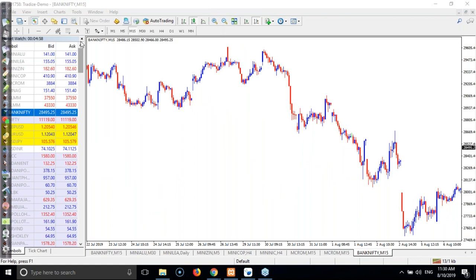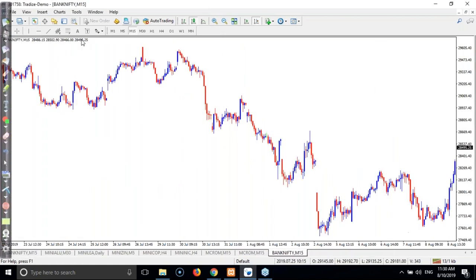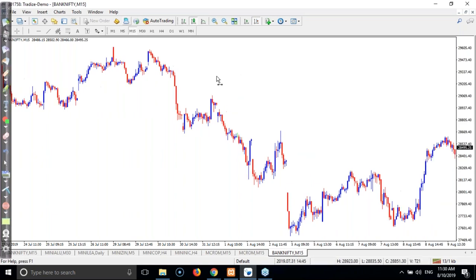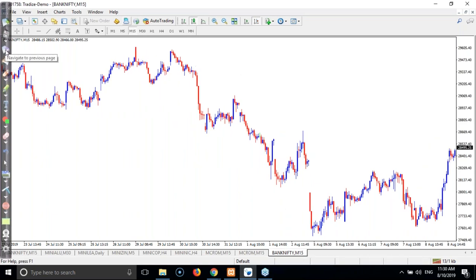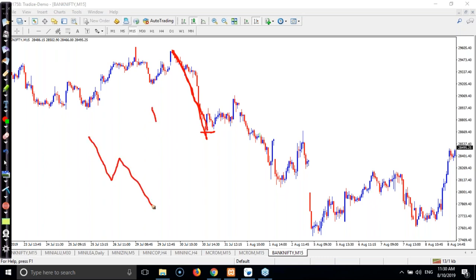First, Bank Nifty. This is Bank Nifty. Now we don't know anything, right? Here you can see we don't know anything. Prices are running here. We know that this is one large wave, so this is called an impulsive wave. An impulsive wave is always longer than a corrective wave. Now you can see the corrective wave. If you want to use the Fibonacci, it's very simple. You just connect that one.